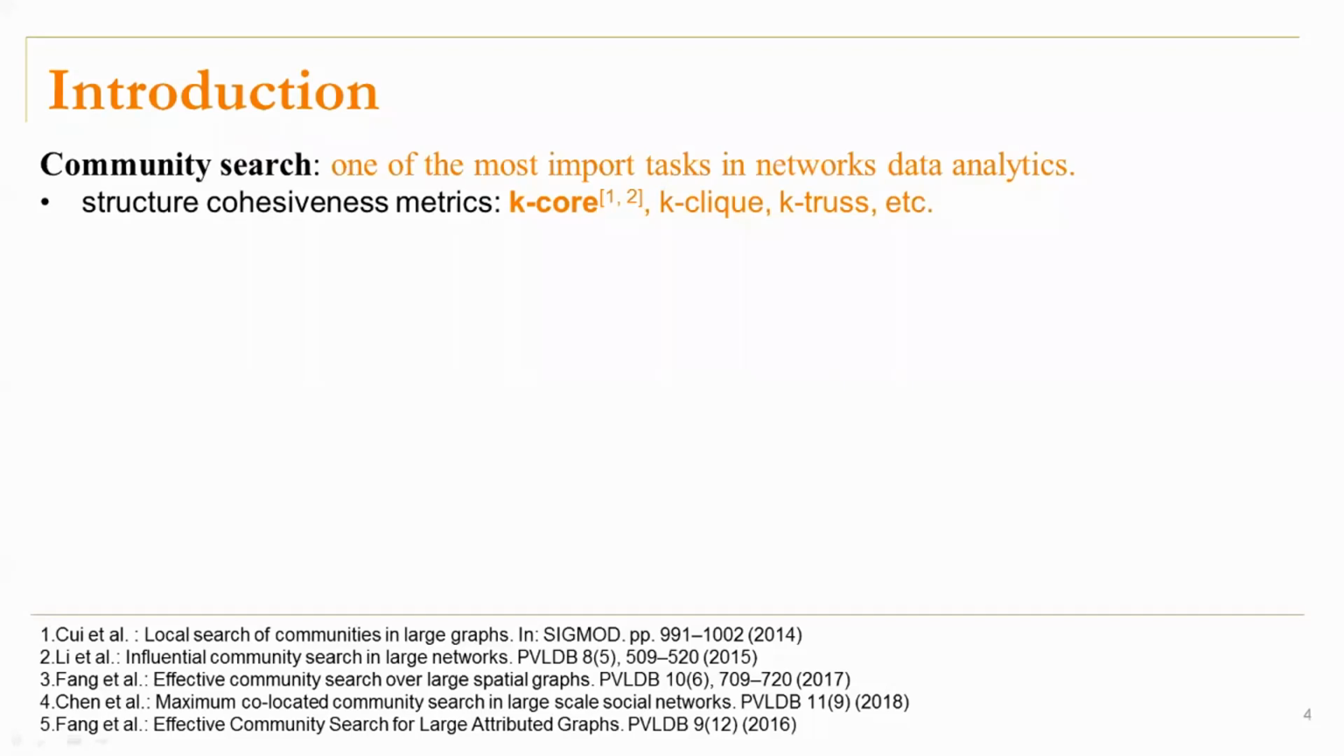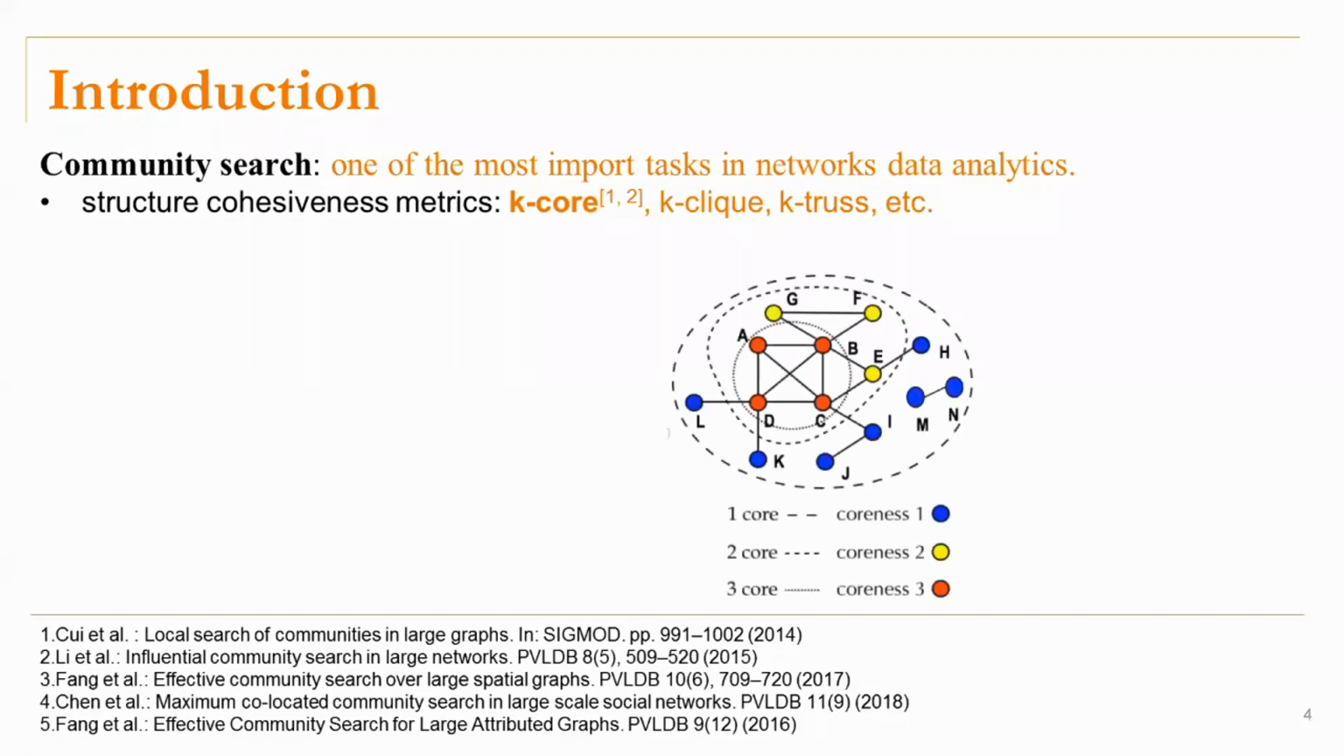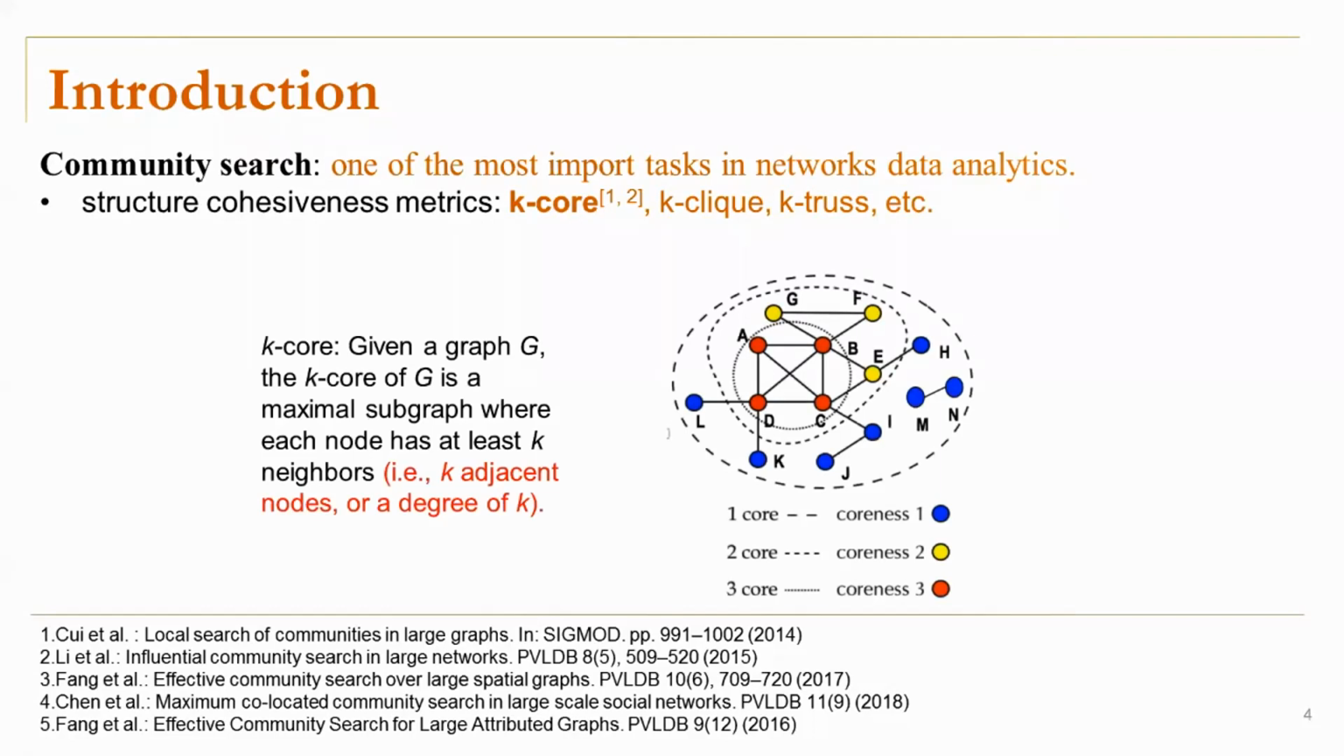Community search is one of the most important tasks in network data analytics. People use various metrics to measure the structural cohesiveness of communities, for example, k-core, k-clique, and k-truss. In our work, we use k-core, so I will show an example. Given a graph G, the k-core is a maximal subgraph where each node has at least k neighbors, which means that the minimum degree in the subgraph is k. So for example, in this figure, the four nodes A, B, C, D form a 3-core because in this induced subgraph, each node has 3 neighbors.